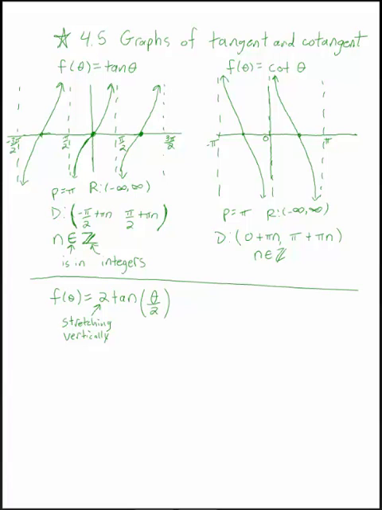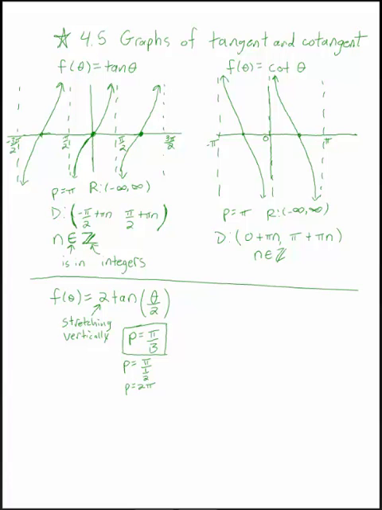But what about this theta over 2? Well, that makes the b value 1/2. Now the formula for the period here is pi over b. It's not 2 pi over b. So tan and cotan have a different formula for period than sine, cosine, cosecant, and secant. So keep that in mind. So my period would be pi over 1/2, which is 2 pi.